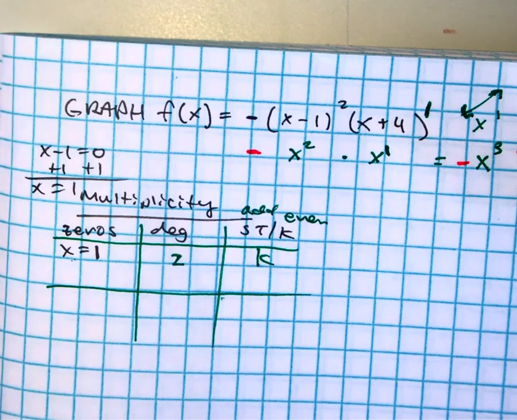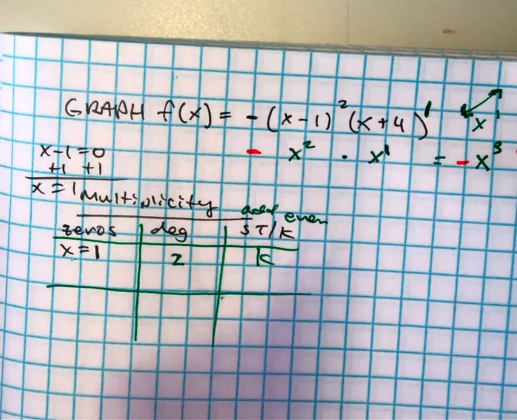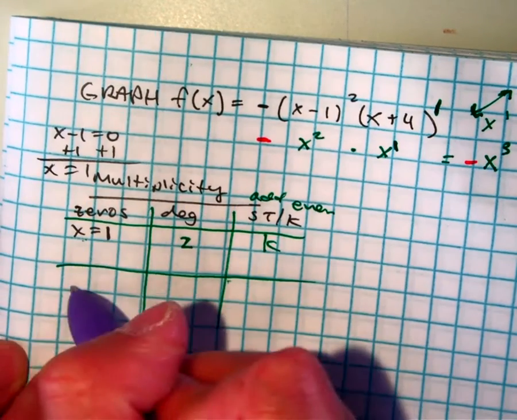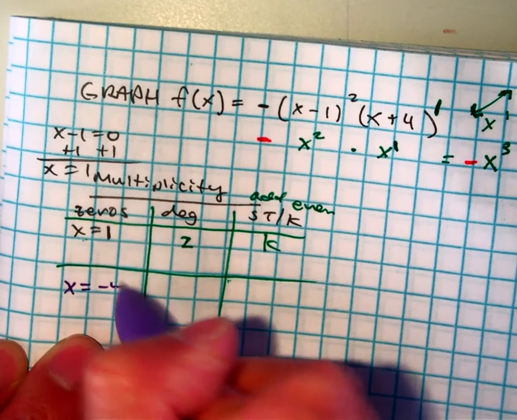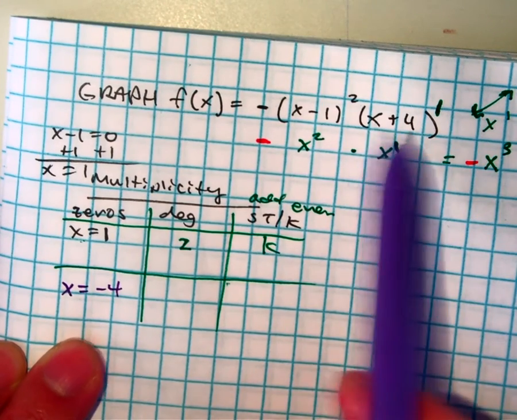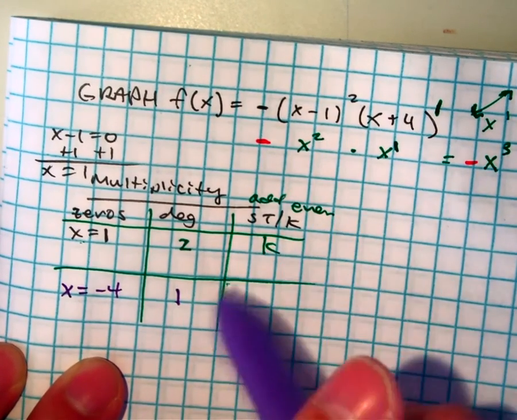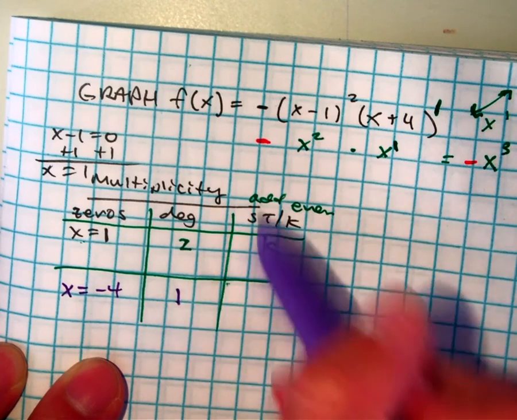Elvis, x is equal to negative 4. Elvis, what's our degree? Shoot through or kiss? Shoot through, because this is an odd.